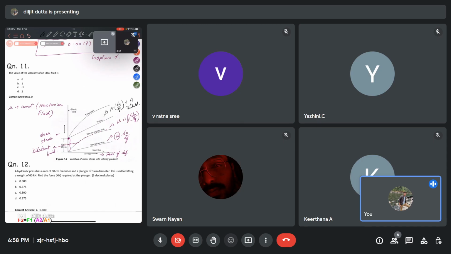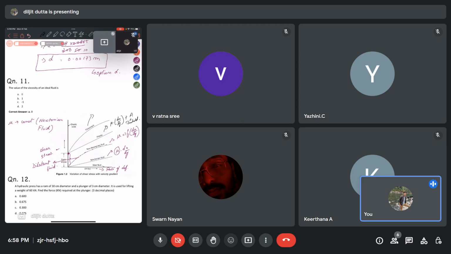And last comes the thixotropic fluid. For this type of fluid, first of all you have to cross the threshold so that the shear stress is proportional to shear strain by some non-linear relation, which is given as mu into du by dy to the power n plus A. This n is a power, and for a thixotropic fluid n is greater than 1. A classic example of a thixotropic fluid is printer ink.